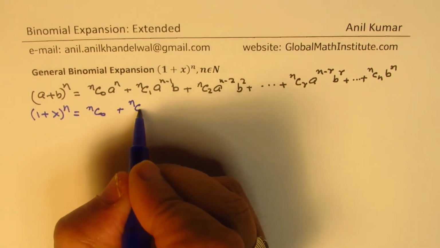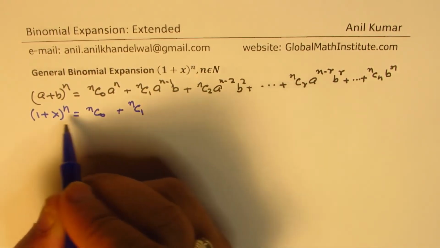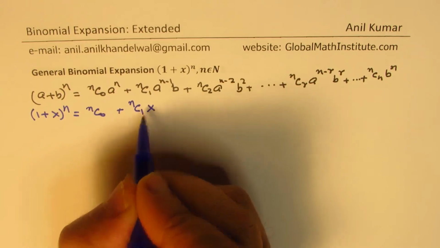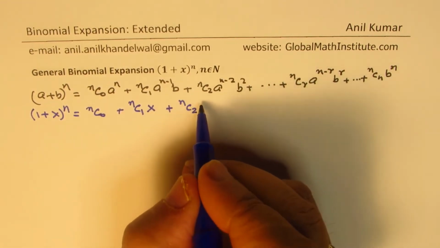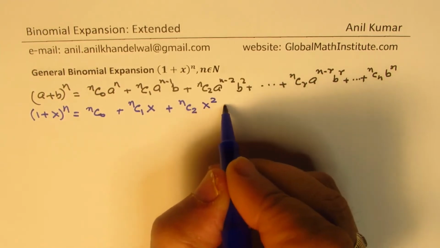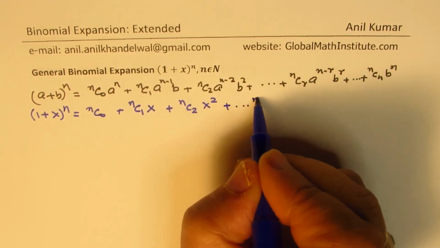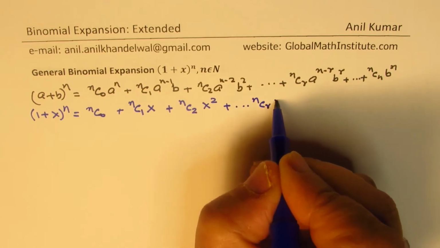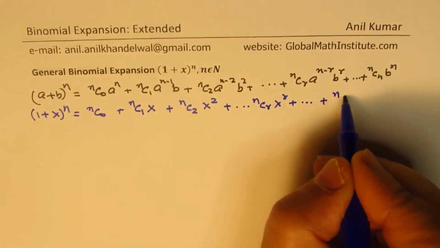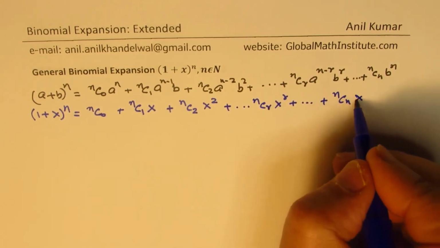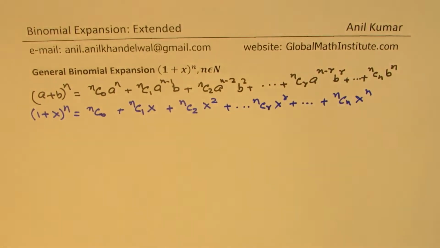Here we get nC1 b, and instead of b I'm writing x, so nC1 x, plus nC2 x squared, plus so on, and then we get nCr x^r, plus so on. The last term will be nCn x^n. So we get this particular expansion for our binomial series, (1 + x)^n.